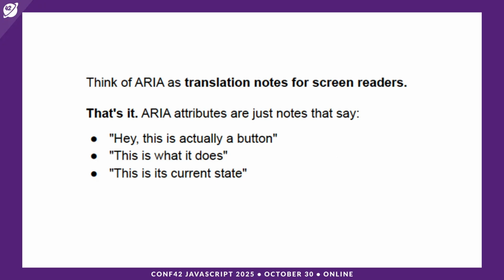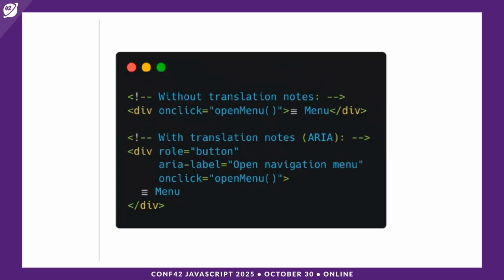Like I said, think of ARIA like a translation note. ARIA attributes just add more context to what you have as your elements. So without translation notes, that's the first code. From what you're seeing on the screen, the first code is designed to be a menu, all right, and it has an on-click event. Now, that is a div element without ARIA.